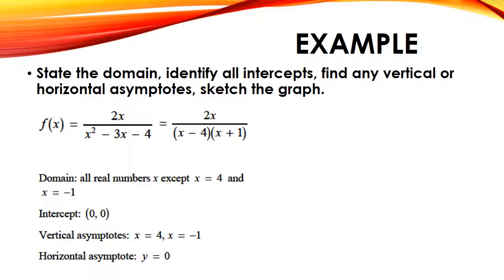And my horizontal asymptote, this is, again, BOBO, bigger on bottom, so y equals 0. And there's what the graph looks like.